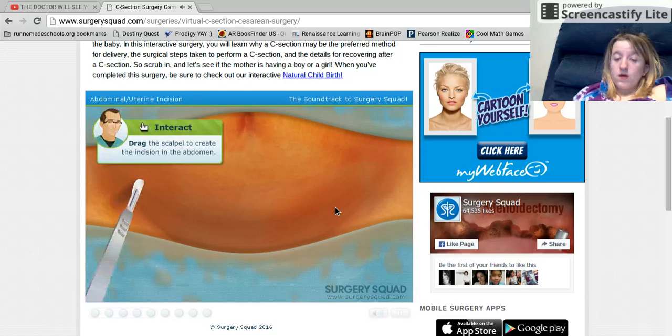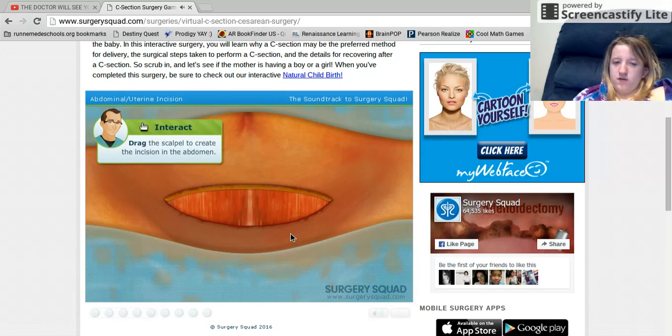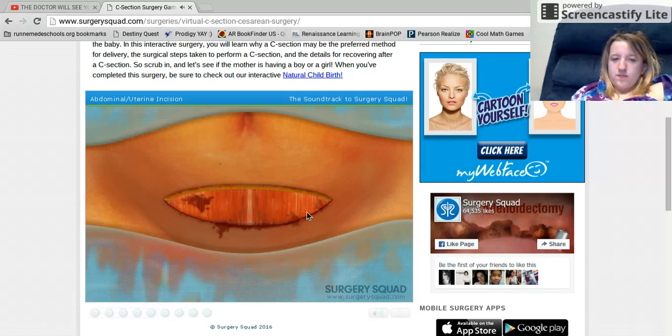Are you ready? Yep. Oh, that looks awesome. It's getting a little messy in there.